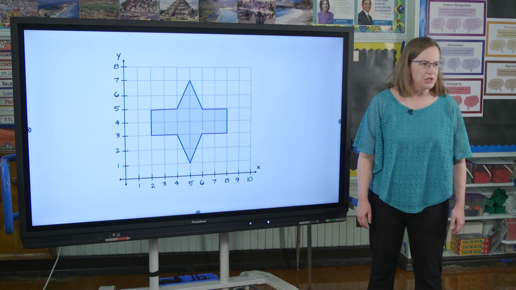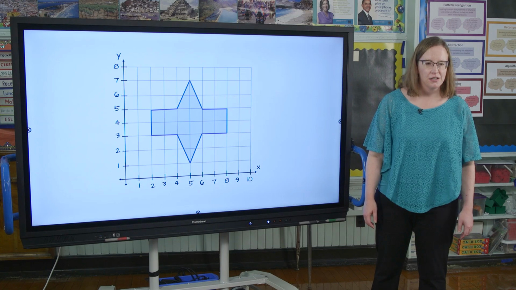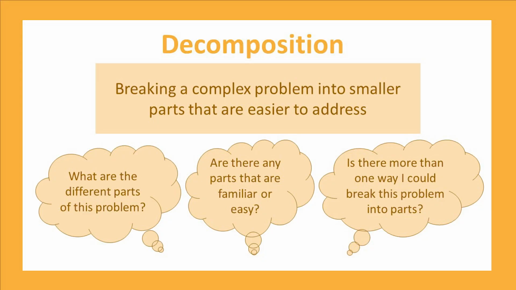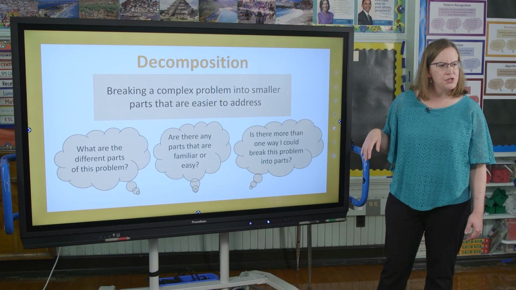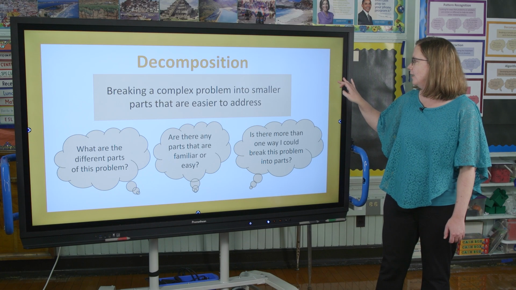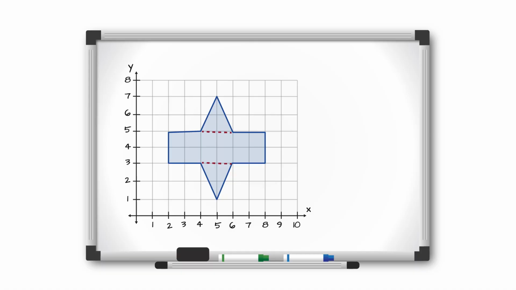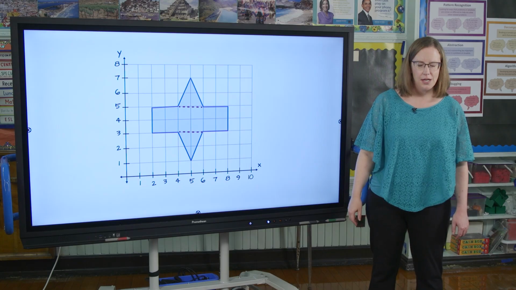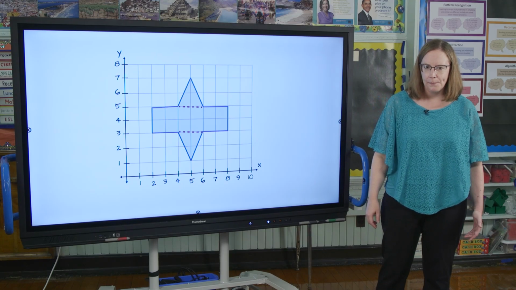I was walking around as you were working, and I got to hear a lot of your thinking. Thanks for sharing your strategies for finding the area of this polygon. Did anyone use decomposition to find the area? How did you decompose the shape? Okay, so you thought of this polygon as being a big rectangle with triangles on the top and the bottom. Okay, and you found the areas separately and then added them up? Okay, great. Did anyone decompose in a different way?